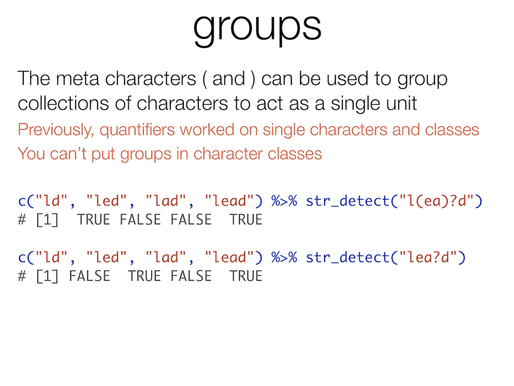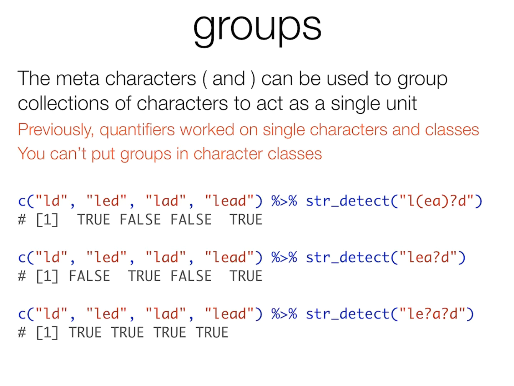Okay? Hopefully you can see the pattern that we're developing here. If you put the question mark on both of them, on the E and the A, now they're all true because they all have either an E, an A, or neither of the two. So the grouping affects both of them. They either both have to be there or neither of them are there.